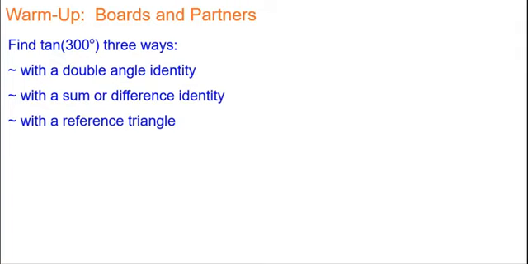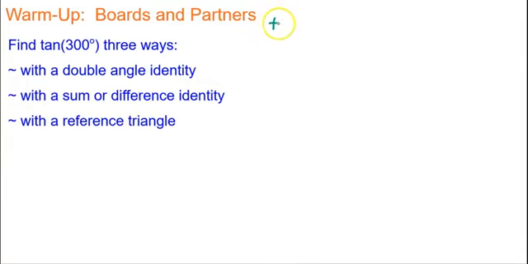Hello students, this is going to be the first video for the lesson on half-angle identities in trigonometry in pre-calculus. And we're starting with the warm-up. So we're going to find the tangent of 300 degrees 3 different ways. Let's start with a double angle identity.